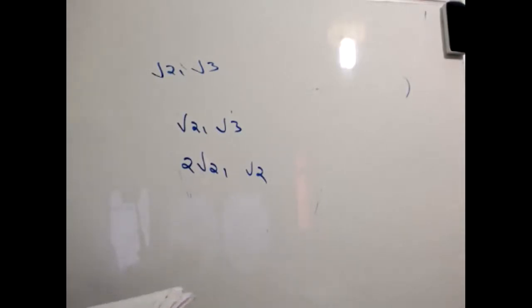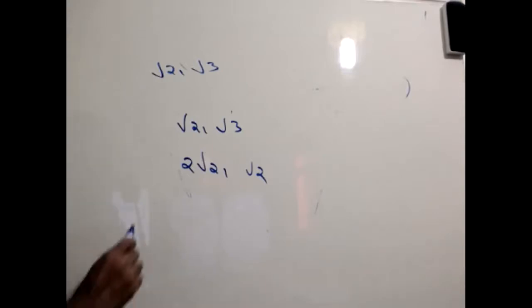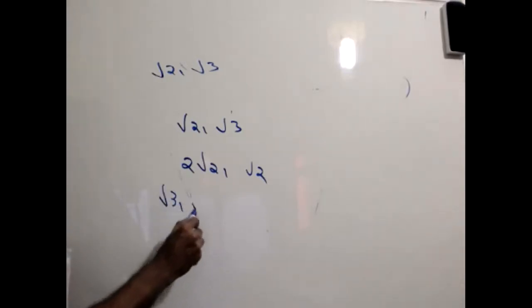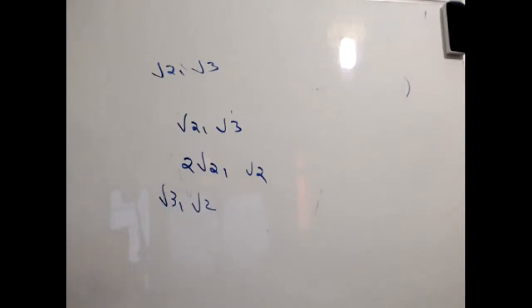Next. Quotient of two irrational is irrational. Example: root 3, comma root 2. Finish. You can keep it like that only. Clear or not?